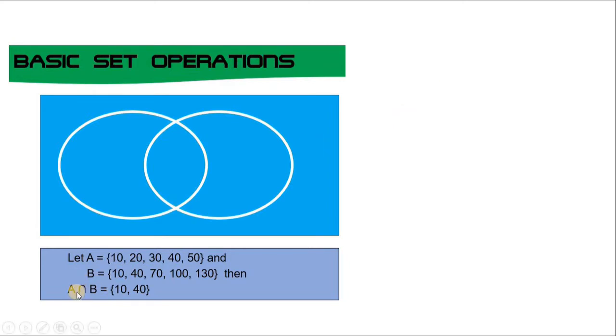Then what is the symbol of this one? This is what we call an intersection. So A intersection B is 10 and 40. So bakit yun yung kanyang intersection? Because 10 and 40 are in set A, and also in set B. So that's the intersection of the two sets.